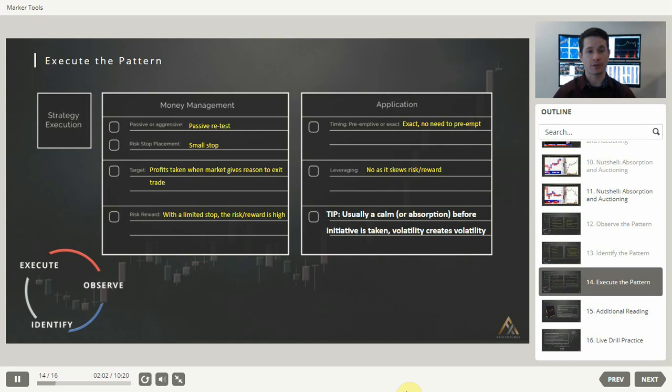Okay, so the first thing, was your execution methodology passive or aggressive? In other words, on this strategy, do you have to be aggressive in nature, or do you have to be passive?